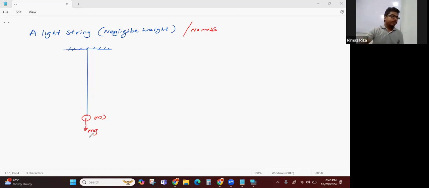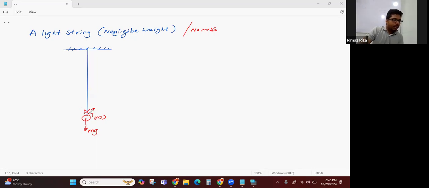Okay, right. So now what happens here, if we have the mass mg vertically downward, due to gravity it pulls this mass, but this mass is carried by the string. So this string will have a tension at this point. So here tension and this tension. We'll mark this tension as capital T.